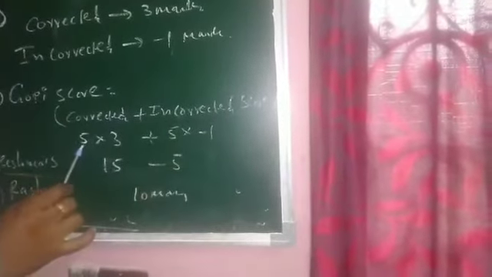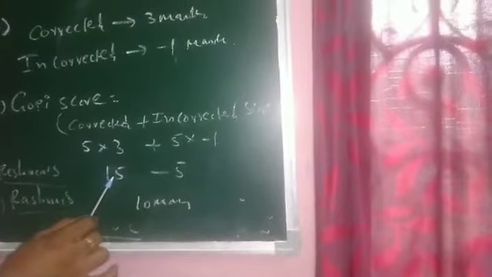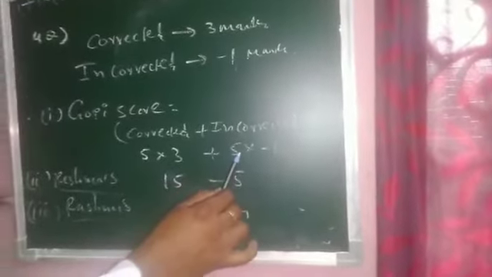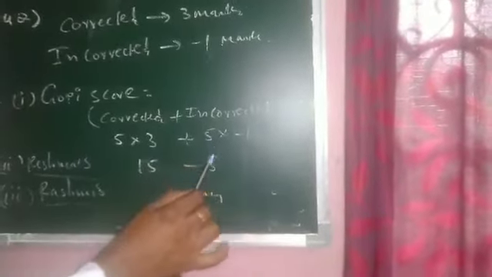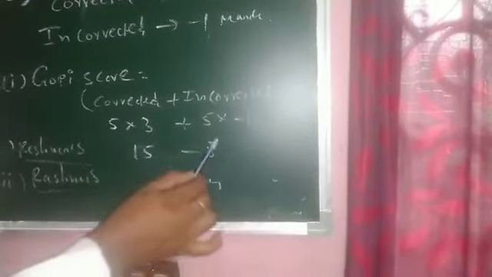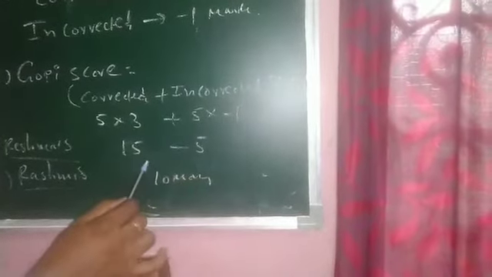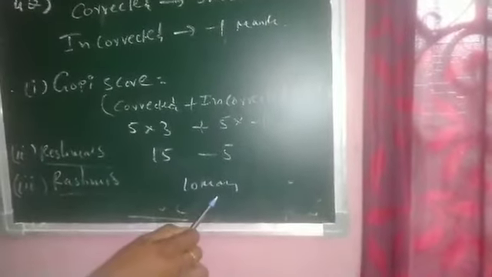What do I see? 5 into 3. Each question is 3 marks, so 5 into 3 is 15 marks for correct questions. And here there are 5 incorrect questions, so 5 into minus 1 is minus 5. Here he gets 15 marks, he loses 5 marks, and finally he gets 10 marks. Now Gopi's score is 10 marks.